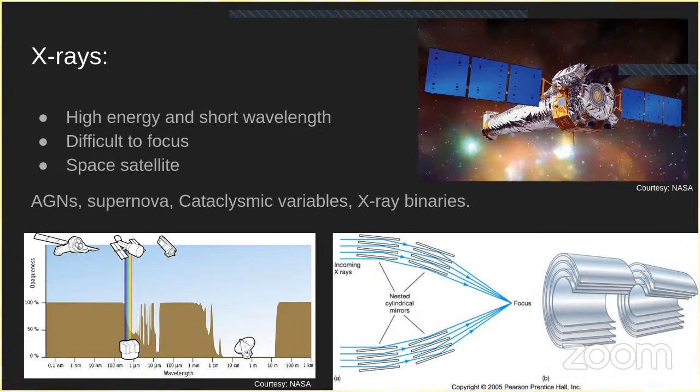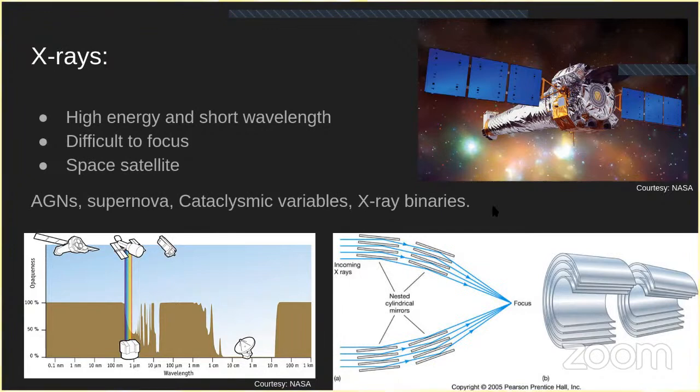Similar to gamma rays, these X-rays are also very difficult to focus. You cannot just use a mirror and reflect them the way you traditionally do with visible light. So there is one space telescope called Chandra, which has done a lot of useful observations. You can see that there's a long tube in Chandra. This is the inlet, and then there's a long tube, and then there is a detector.